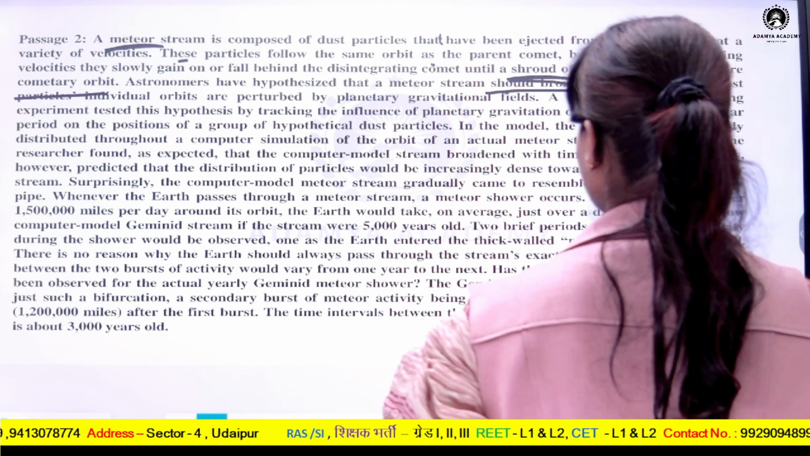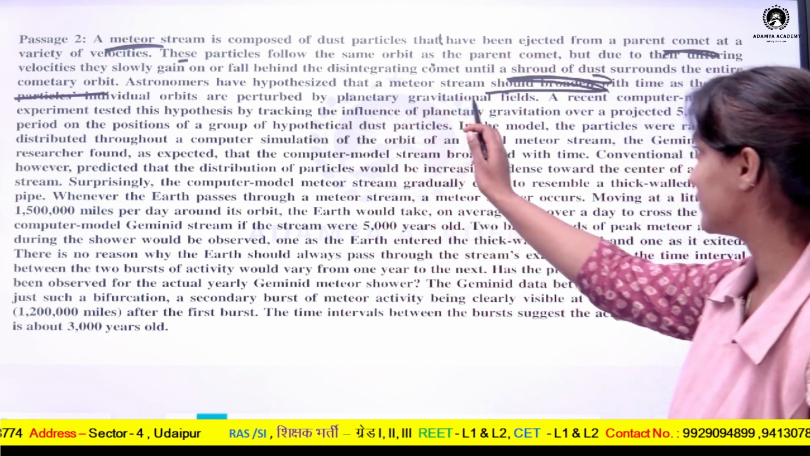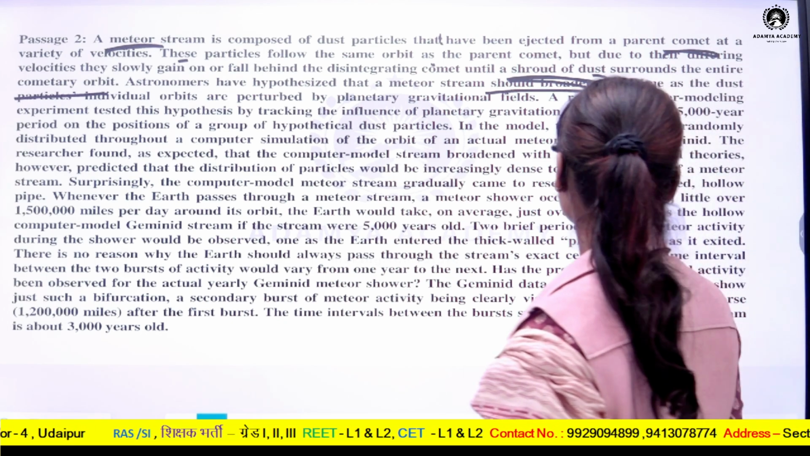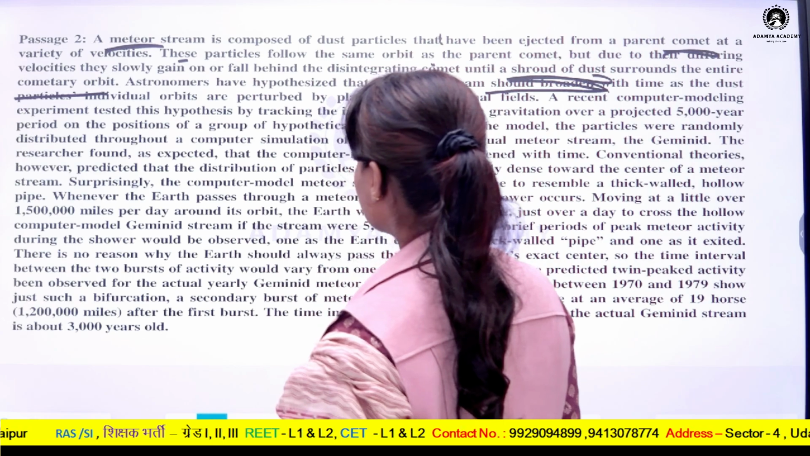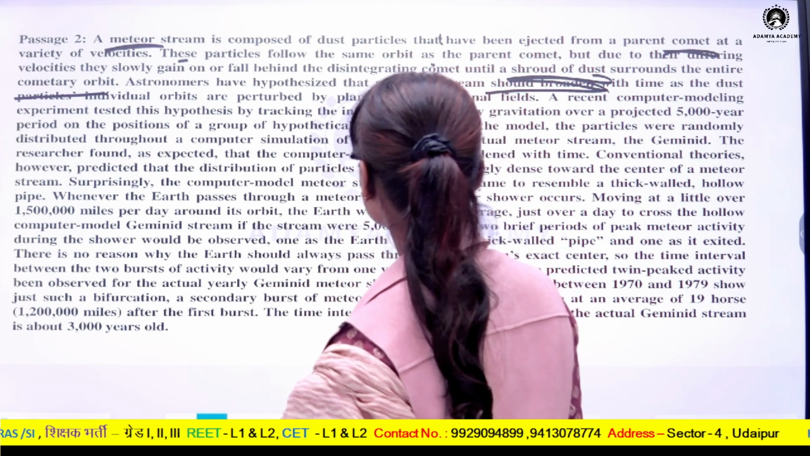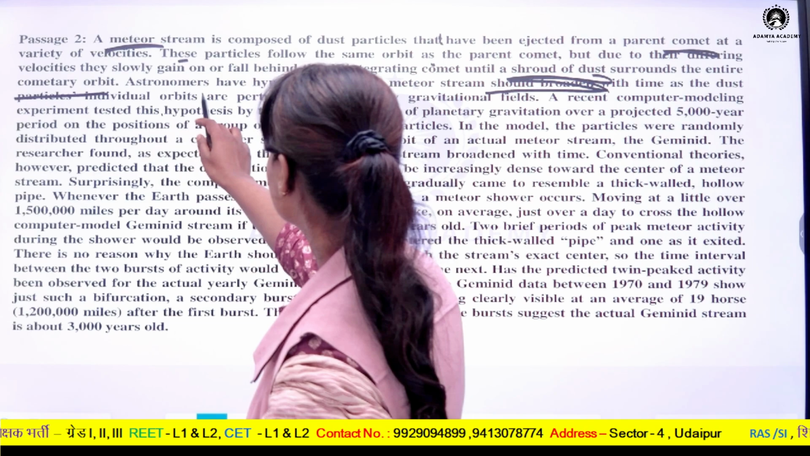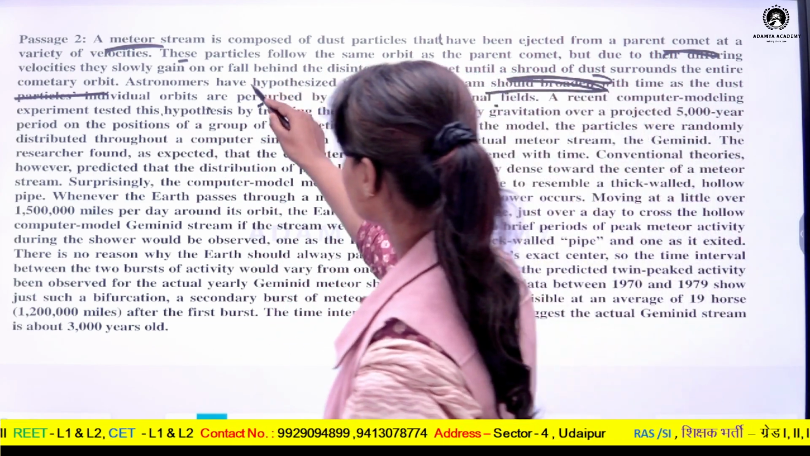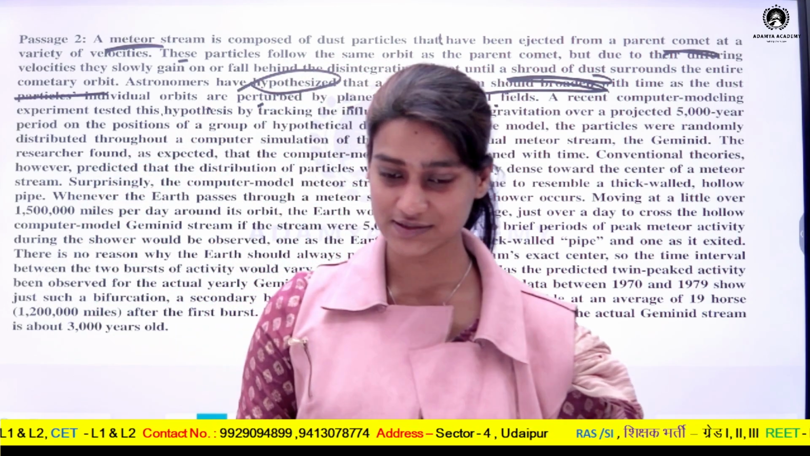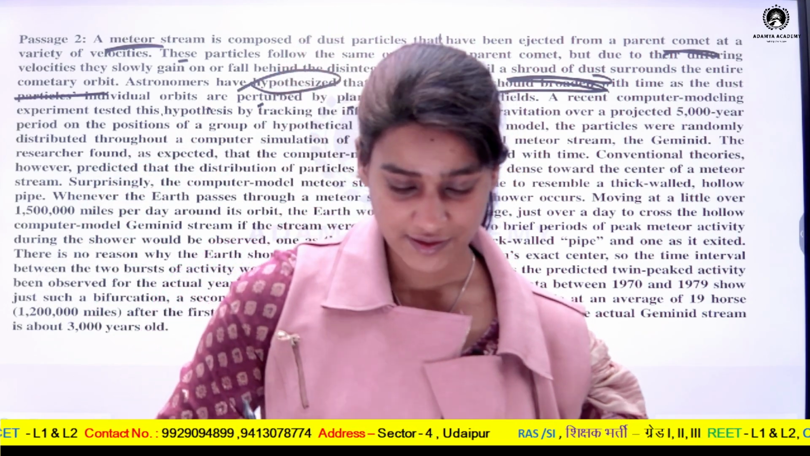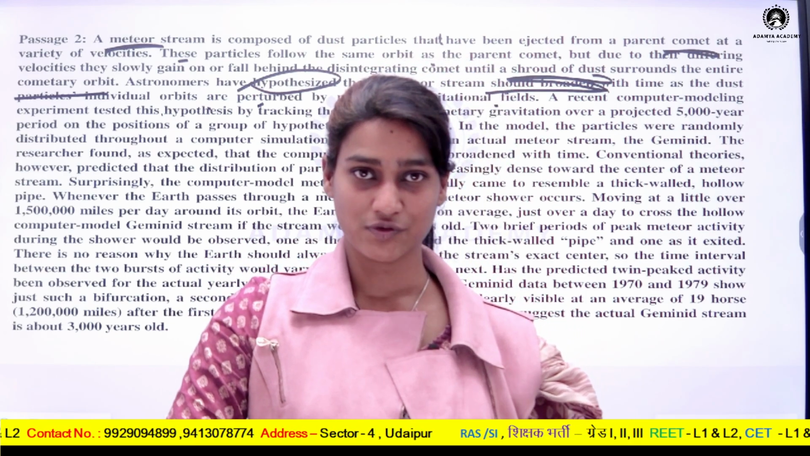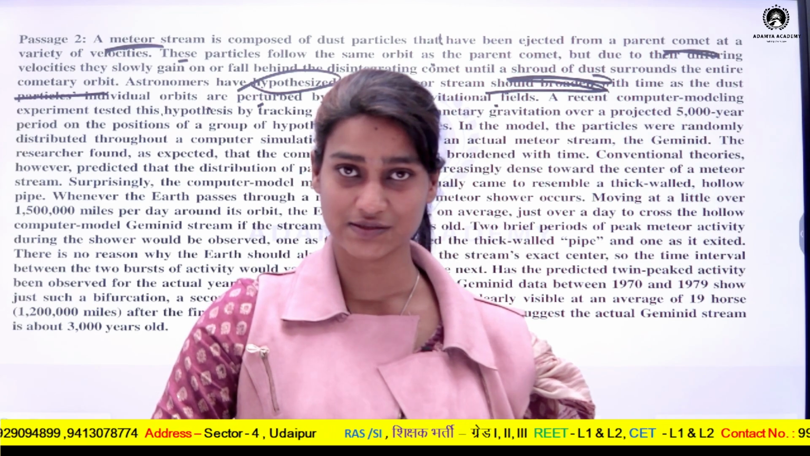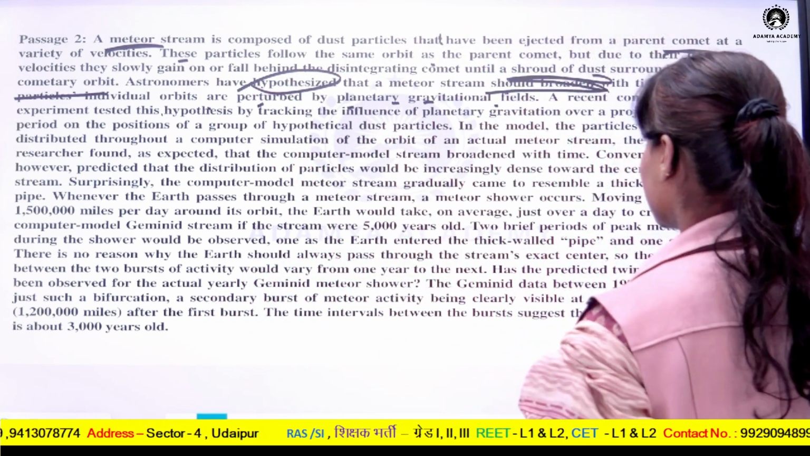Astronomers have hypothesized that a meteor stream should broaden with time as the dust particles' individual orbits are perturbed by planetary gravitational fields. An experiment tested this hypothesis. So hypothesis, this is actually a new word. Hypothesis means something which can be presumed beforehand in order to prove or disprove a particular statement. So we have discussed what a hypothesis is.